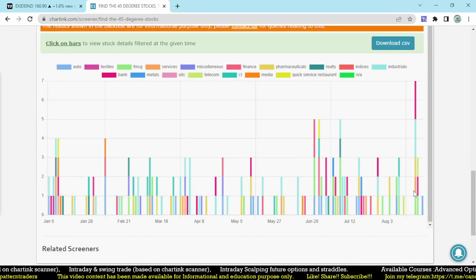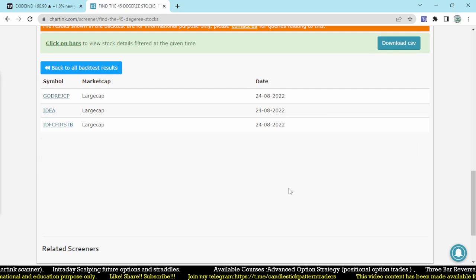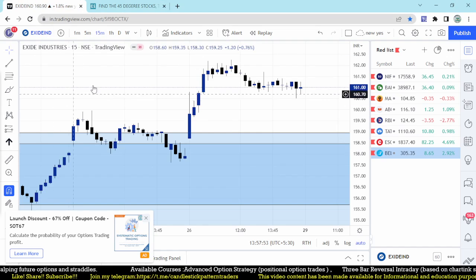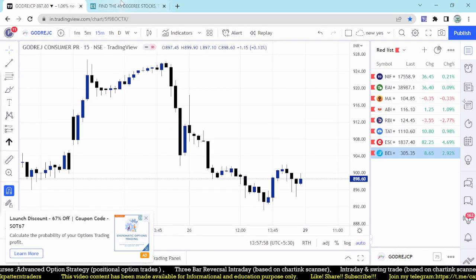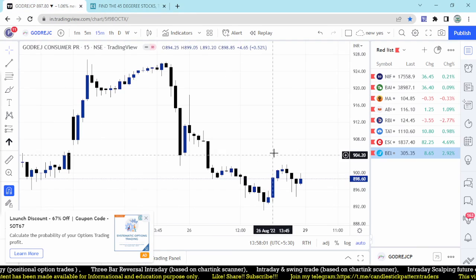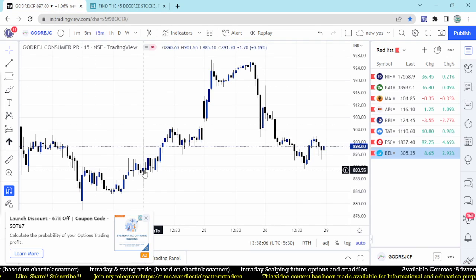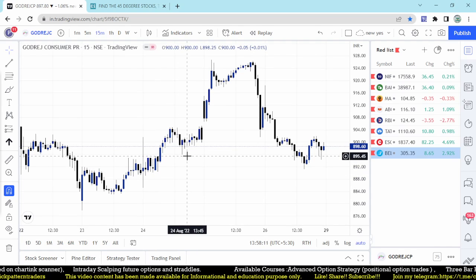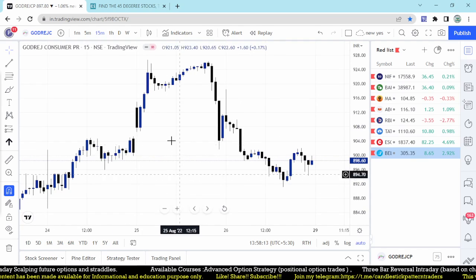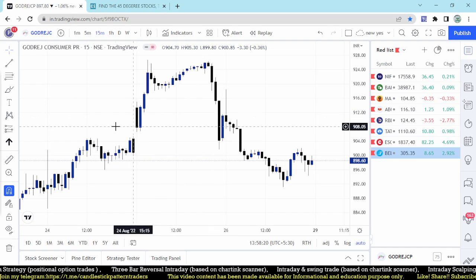Let's check another one. Yesterday we didn't find any stocks, but a few days back on 24th August, there were Godrej and IDFC First Bank. Let me go for Godrej Consumer Products, Godrej CP, right? When did this happen? On 24th, sorry, not yesterday, this was the 24th. We will see when it comes on the scanner. This is happening on the 24th. It moves well.